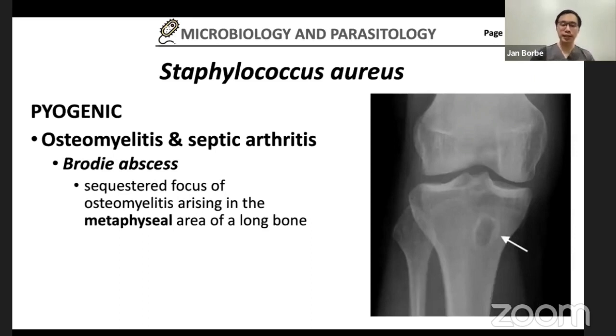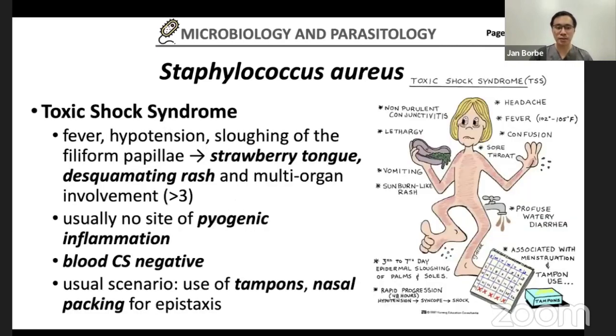Brodie abscess, you see it in the metaphysis of the long bone. It's a sequestered focus of osteomyelitis. Tandaan na, no? So Brodie abscess. Toxic shock syndrome, head to toe, no? So tingnan natin yung babae dito sa picture natin, di ba? Head to toe yung manifestations.